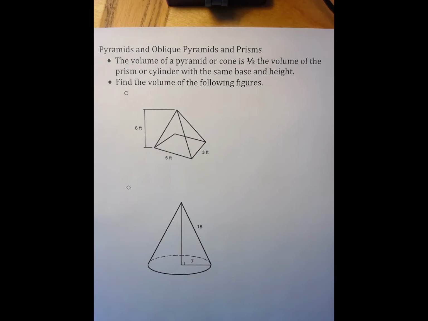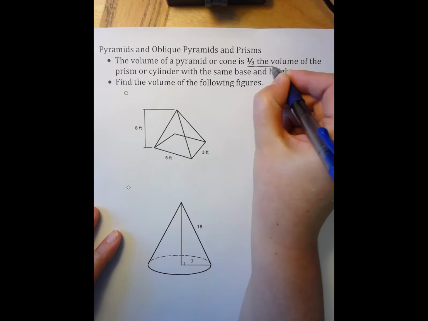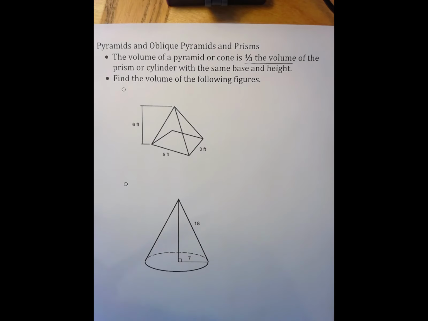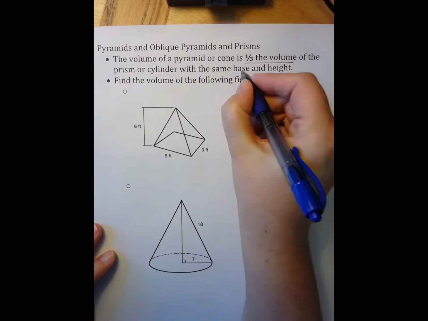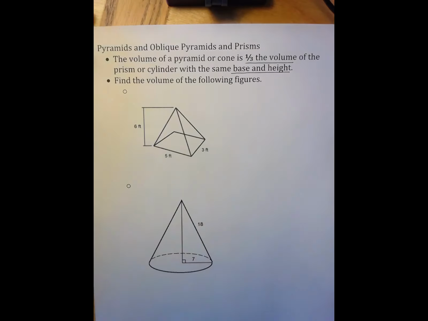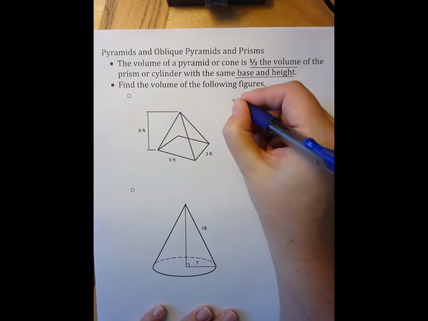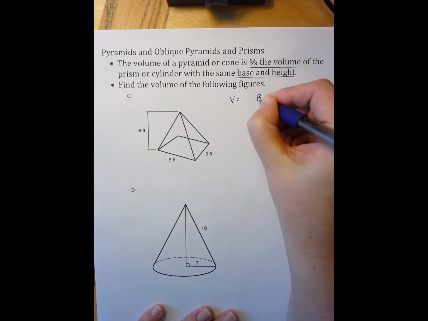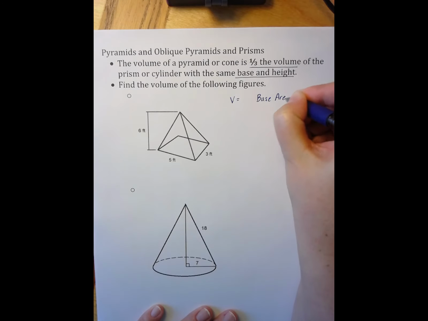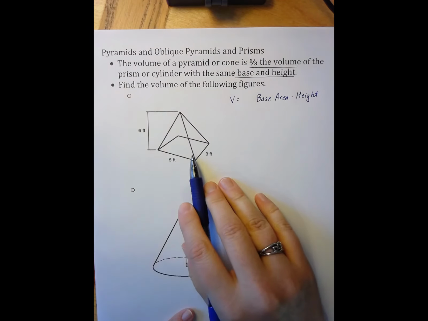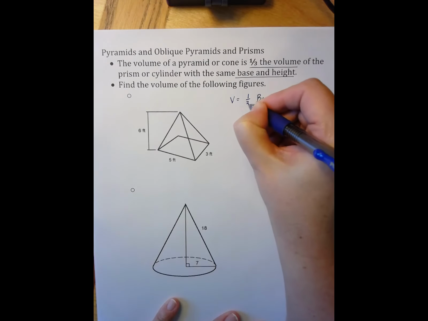These are notes on pyramids and then oblique pyramids and prisms. So first, the volume of a pyramid or a circular pyramid, meaning cone, is 1/3 of the volume of the prism or cylinder with the same base and height. If you remember, the volume of a prism is base area times height. And so the volume of a pyramid is going to be 1/3 of that.